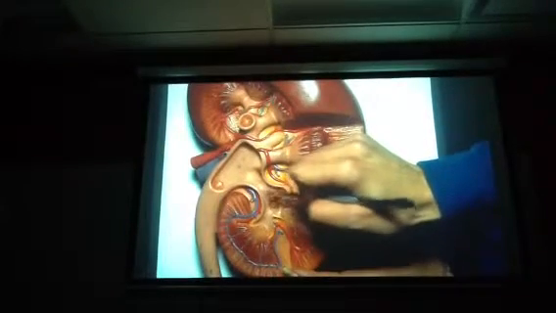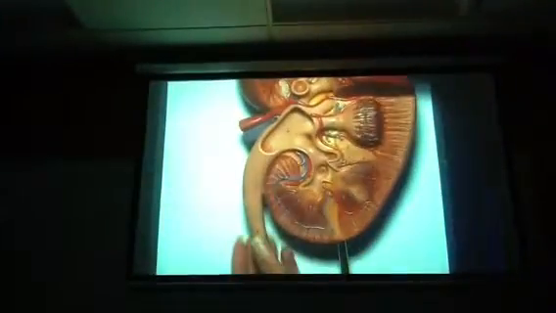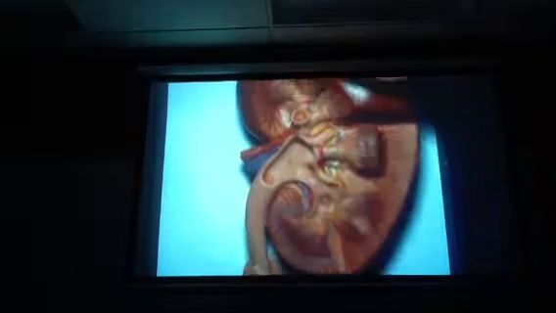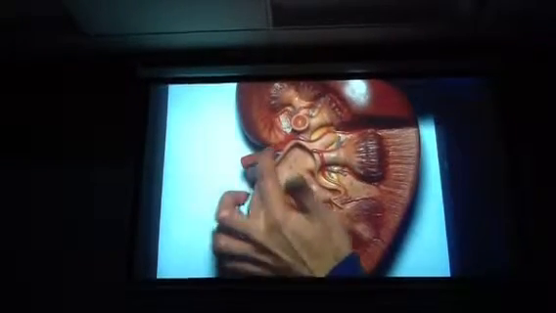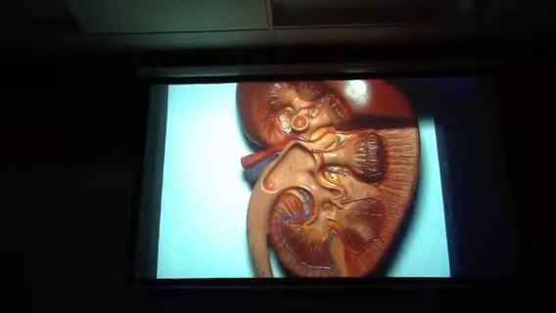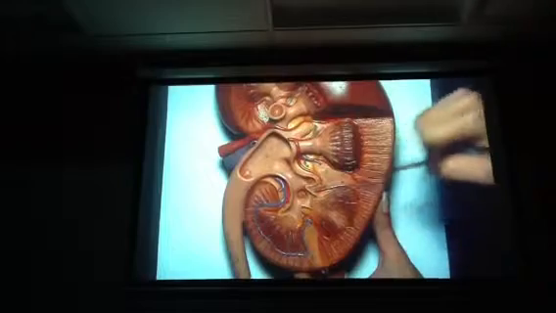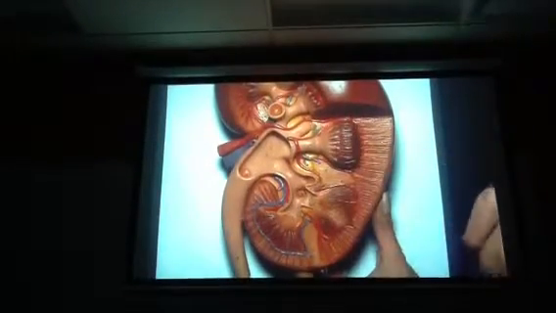This would be a major calyx. This would be a major calyx. This is your ureter. This is the renal vein. This is the renal artery. Got it? Okay, between the pyramids we have what? The renal columns, yes?